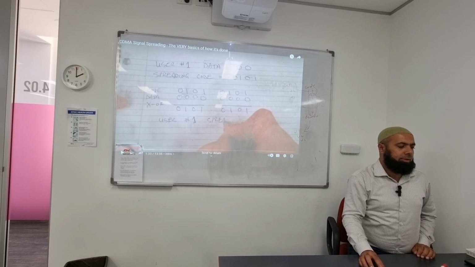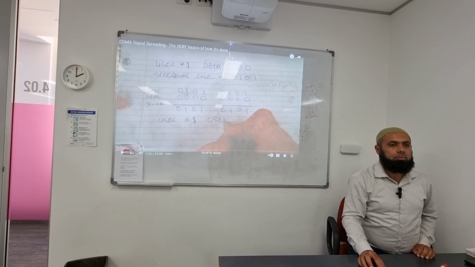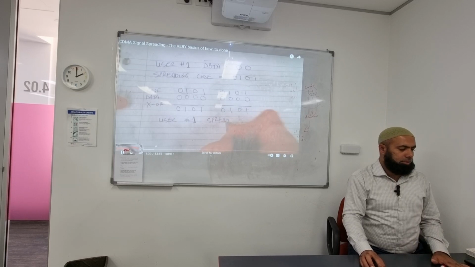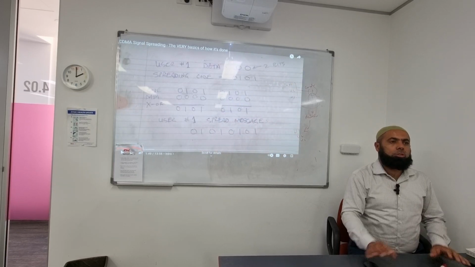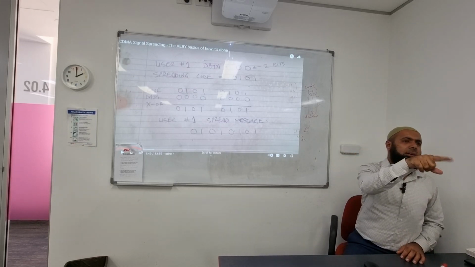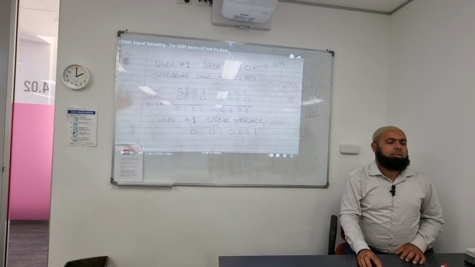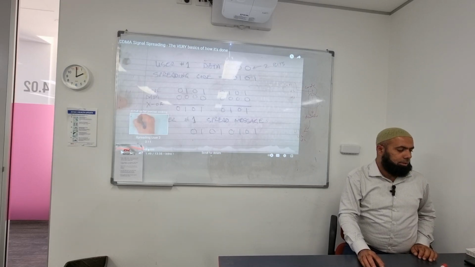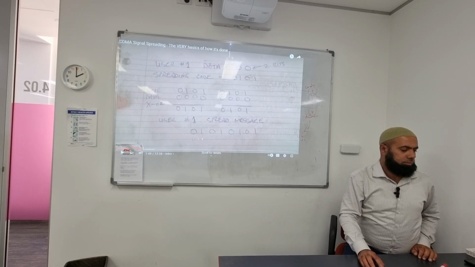XOR it. XOR means when it's the same, 0; when it's different, 1. So 0101, 0101, this is your user 1's spread code information. So this is your user 1 spread message. You spread the message. Okay? That video is there already. That's okay. Just have a quick look, and you can see by yourself later on as well when you're doing the lab. This is your user 1 spread message.